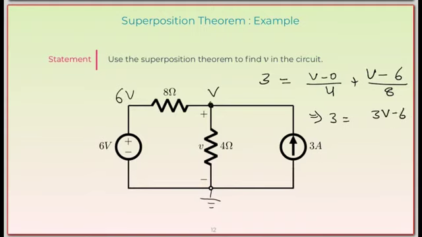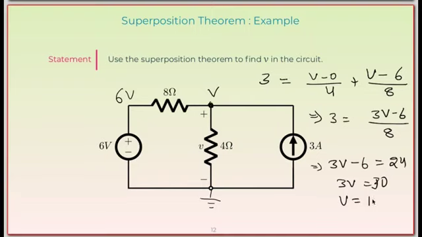If you simplify this, you will get 3 is equal to (3V minus 6) divided by 8, or 3V minus 6 will be equal to 24, or 3V will be equal to 30, and V will be equal to 10. So our output using this nodal analysis turned out to be equal to 10.